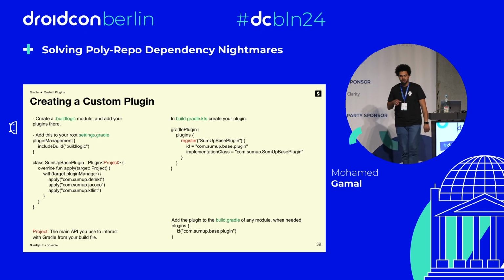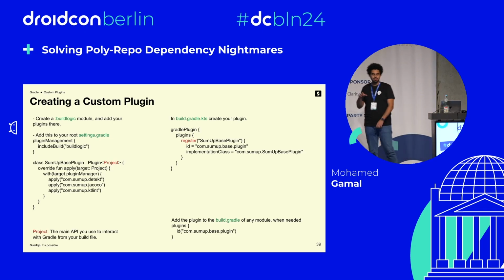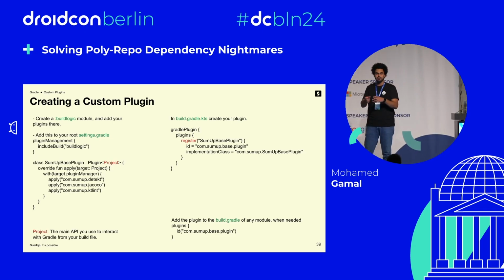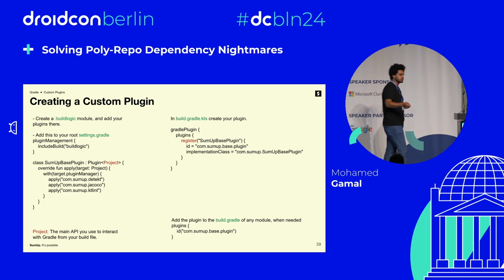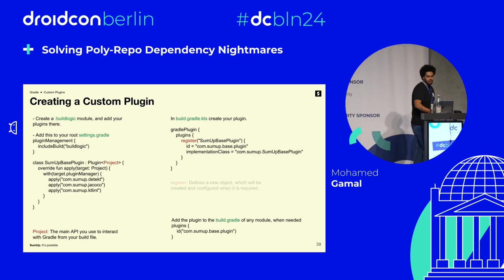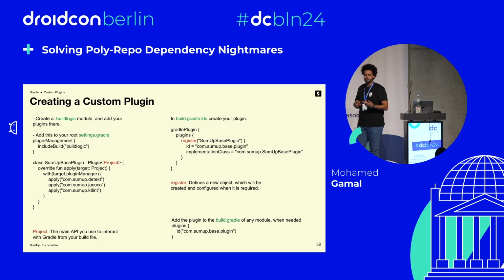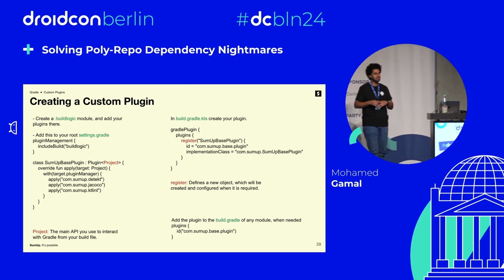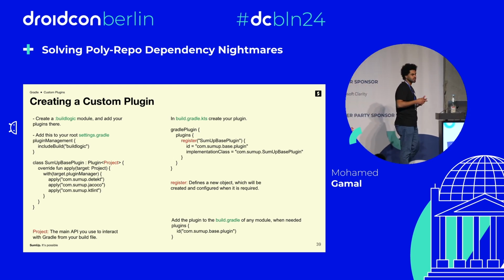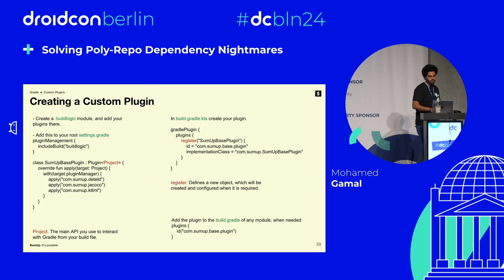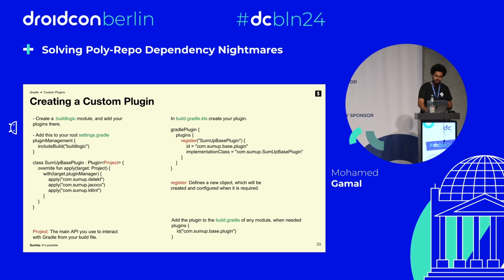Project is the main API to use to interact with Gradle, like for the build files. So build.gradle, this is Project. And register defines a new object only when you start to need it. Like, okay, I will need it now, so then it will create it for you. Otherwise, it will not create it, which is more efficient than create, because there is another keyword called create. Well, that's a project plugin.